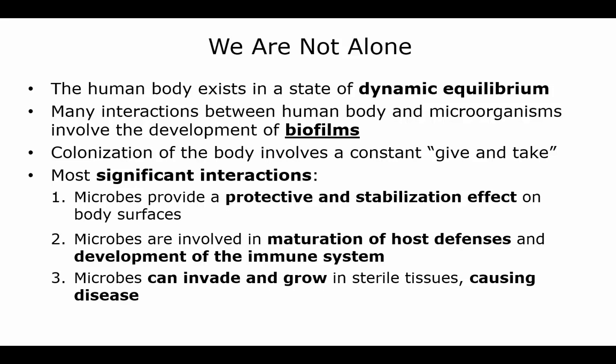Now, we know that many interactions between the human body and microorganisms involve those biofilms that were discussed in previous chapters. And remember that colonization is just a natural process that occurs basically from birth until death. Most significant interactions that we have with microbes provide a protective, stabilizing effect. Sometimes microbes are involved in the maturation of a host's defense and development of our immune system, but unfortunately, oftentimes they can invade and grow in sterile tissue and cause disease.